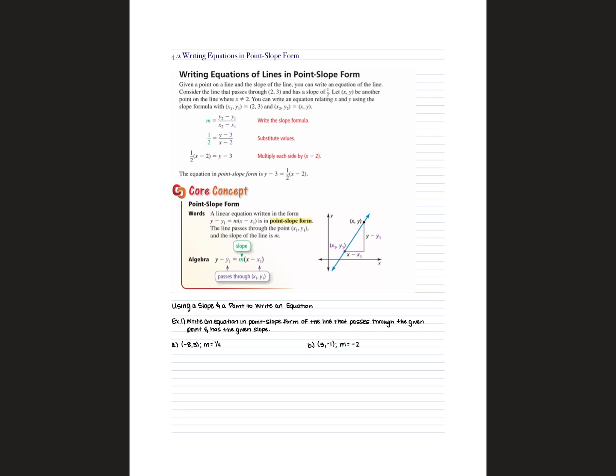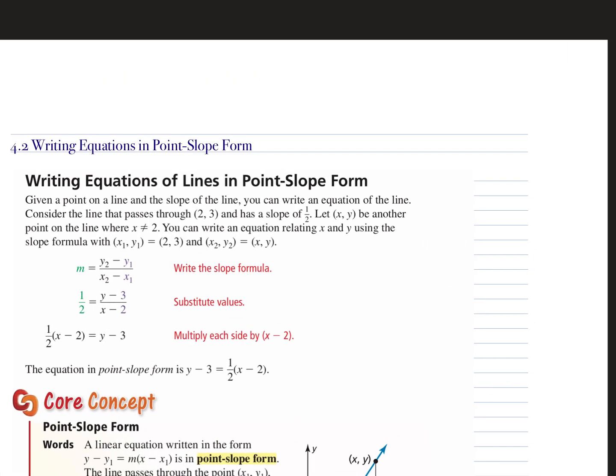So yesterday, we were writing equations of a line in slope-intercept form. Do you remember what slope-intercept form is? Yes. What is it? Y equals mx plus b. Y equals mx plus b, where m is what? Slope, and b is the y-intercept.